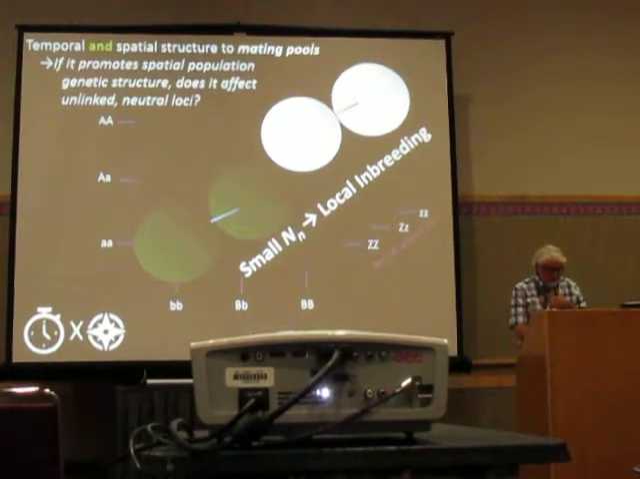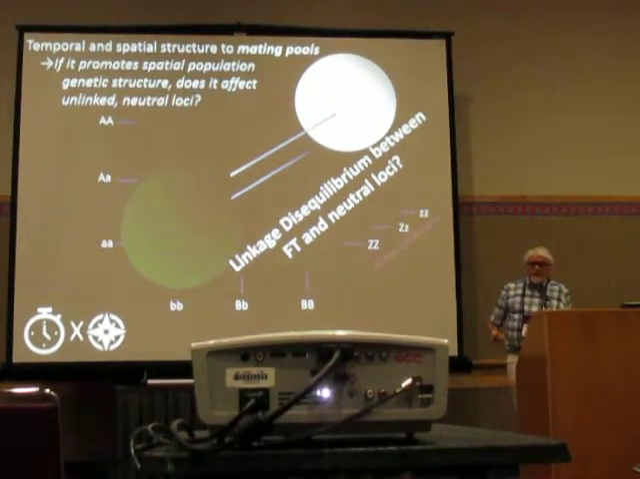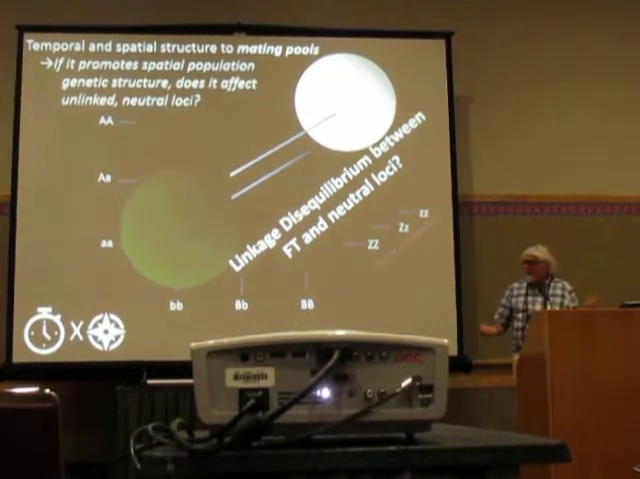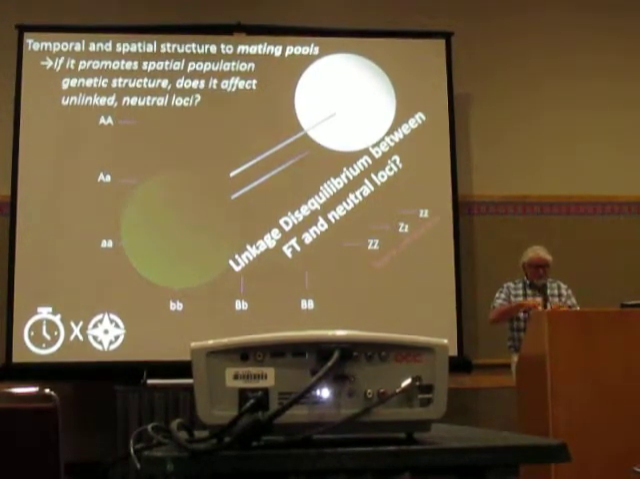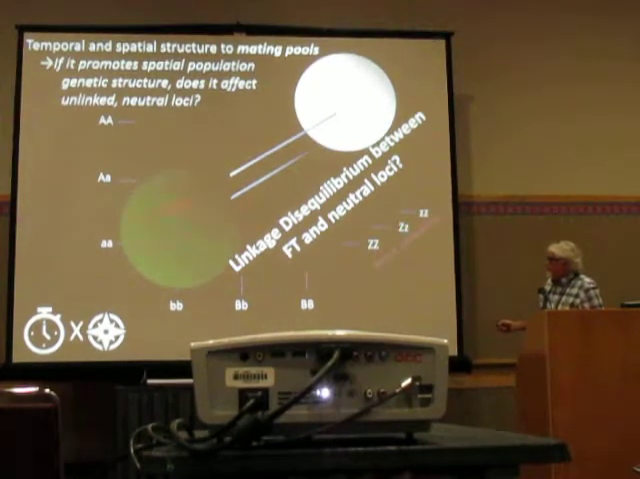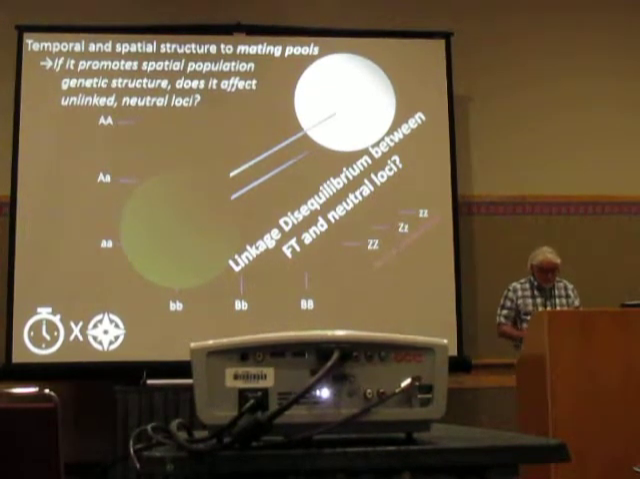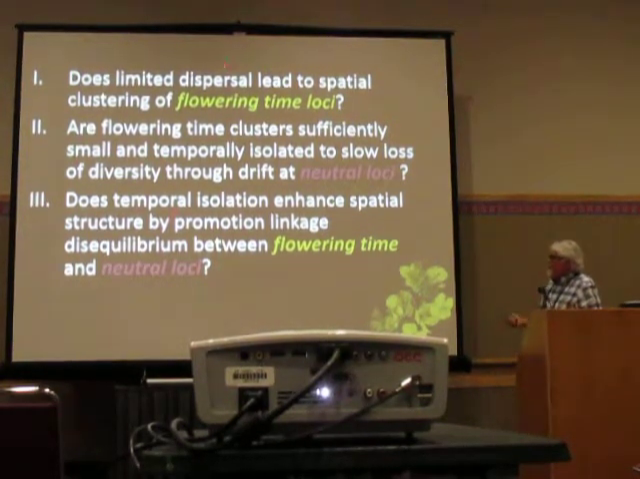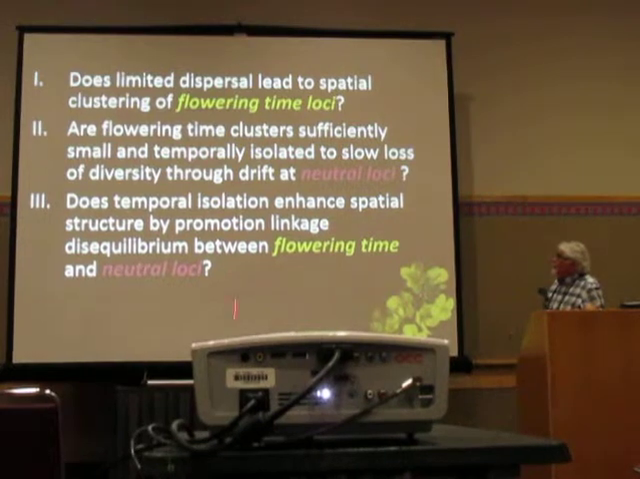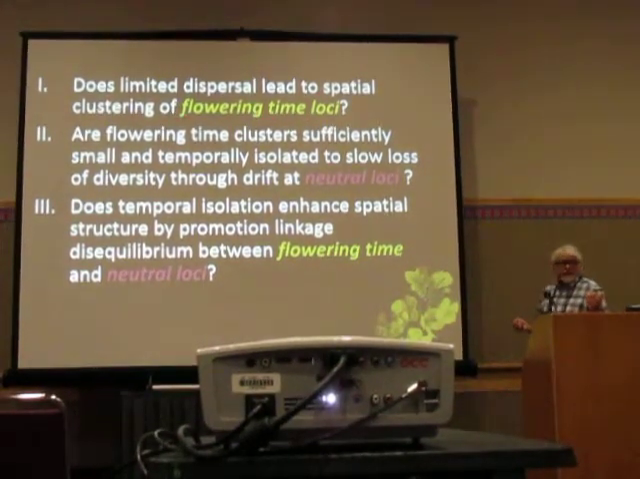Another more extreme possibility would be that you actually end up getting linkage disequilibrium between the neutral locus and the flowering time locus, if somehow things get dragged around with one another so that you get things drifting off to fixation in particular spatial-temporal groups one way or the other. Okay, so that's the idea. So the question we wanted to ask in a simulation was, does the limited dispersal lead to spatial clustering of flowering time loci?